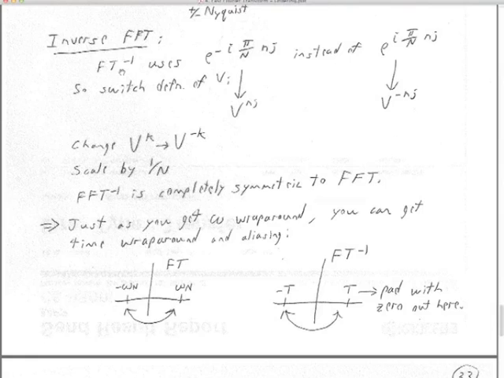Just a note here about the inverse fast Fourier transform. We can do an inverse Fourier transform, an FT minus 1, just using e to the minus i pi over capital N times little n times j. And as you can see, it's just reversing the sign. So we switch the definition of V from V to the power of n times j to V to the minus power of n times j. And we also have to change V to the power of k to V to the power of minus k.